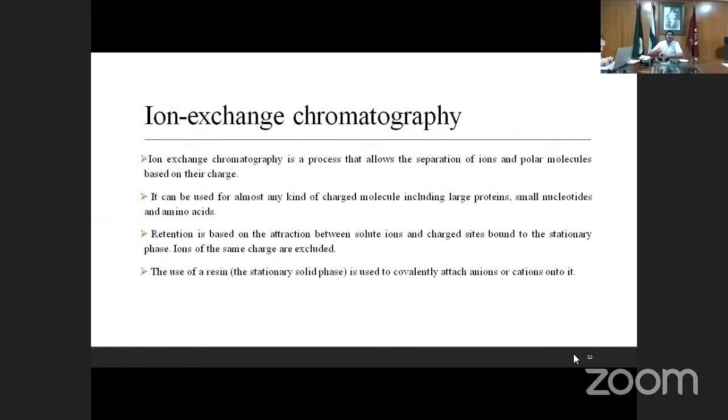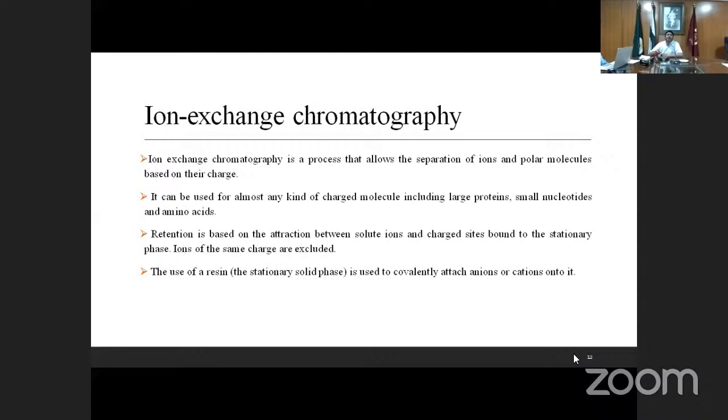Okay, so the retention basis of ion exchange chromatography: I'm explaining this one. It allows the separation of ions and polar molecules based on their charges. Mainly in protein chemistry, you know, there are several proteins with different charges. In ion chromatography, you know, cation or anion separation of chloride, bromide, nitrate, sulfate is through charges. So ion exchange chromatography is used for this purpose. It can be used for almost any kind of charged molecule, including large proteins, small nucleotides, and amino acids. This is a nitrogen containing positive charge.